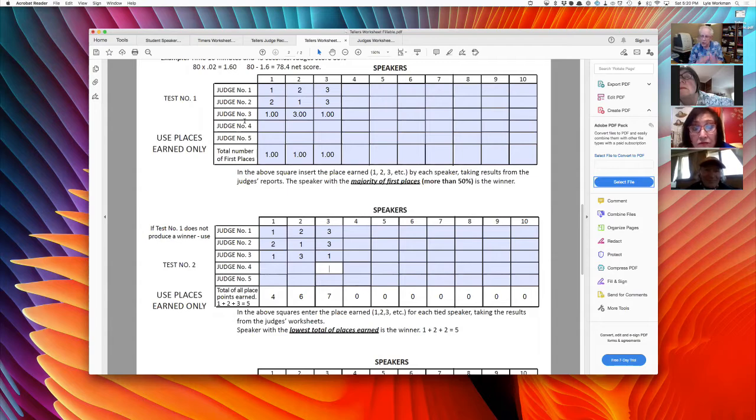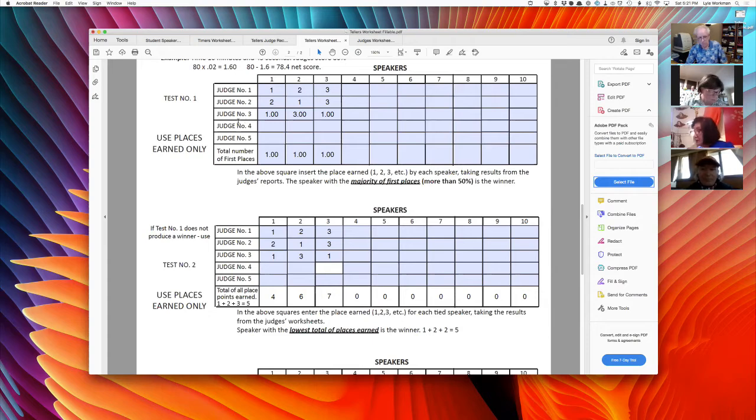We would have hopefully 3 timers and 3 tellers, and the timer and the teller are the same person. Zenaida, if you're a timer and a teller, you'll be filling out 2 forms, the timer sheet and the teller sheet. Understand?